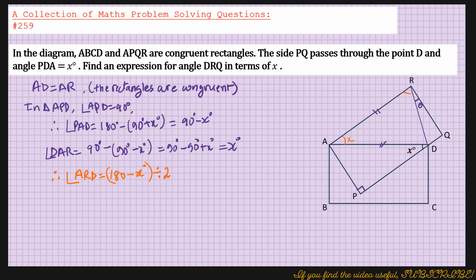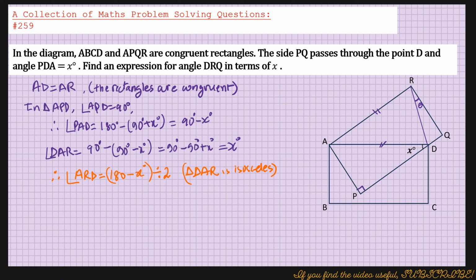Okay, so therefore angle ARD would be (180 minus x) divided by 2, because triangle ARD is isosceles. So these two angles will be equal. Angle ARD and angle ADR would be equal.